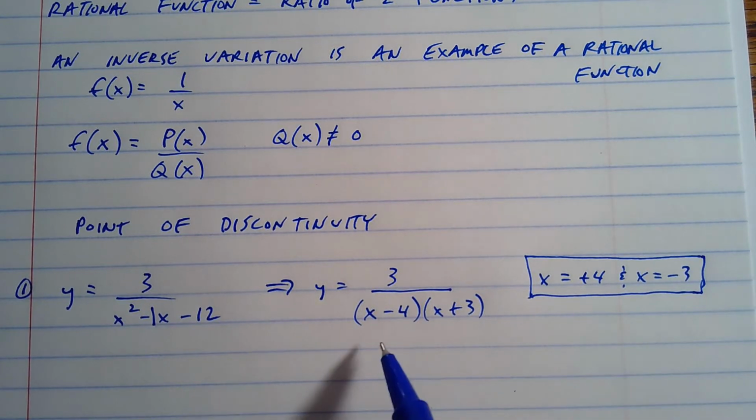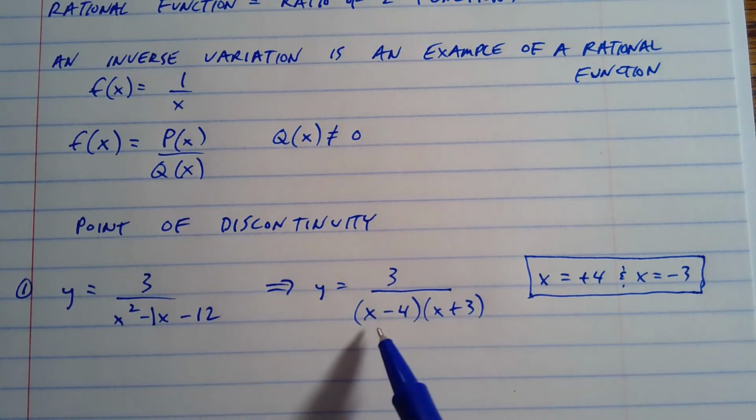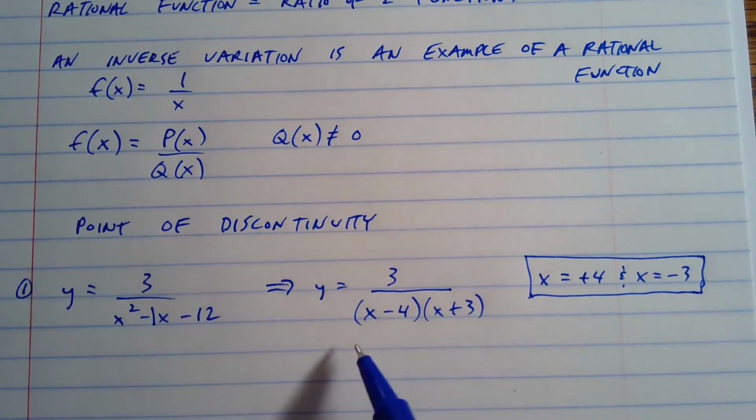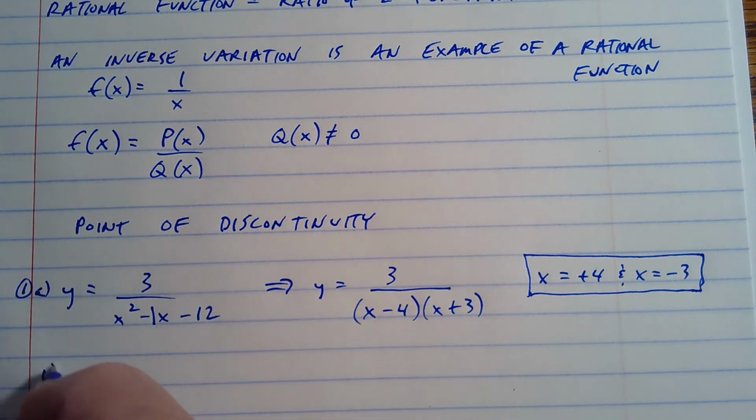And then after we go through a couple more of these examples, we can talk about, is that going to be a vertical asymptote? Is it going to be a hole? What's happening graphically with these? All right, so that was part A. Here's another one for you. Give this one a try.